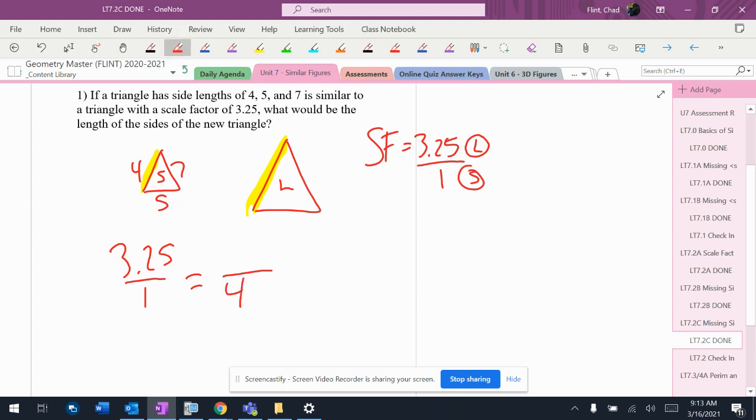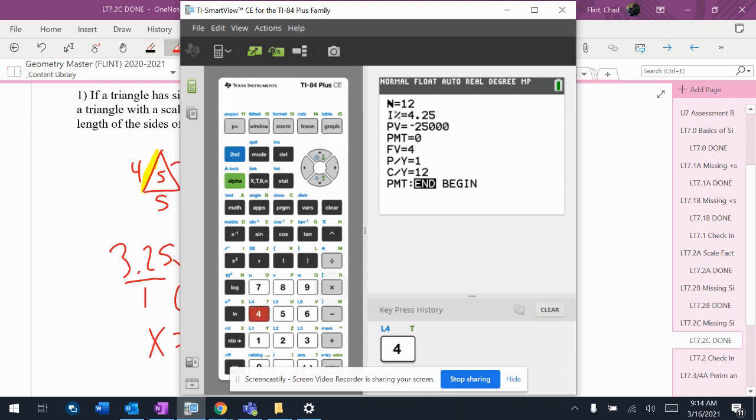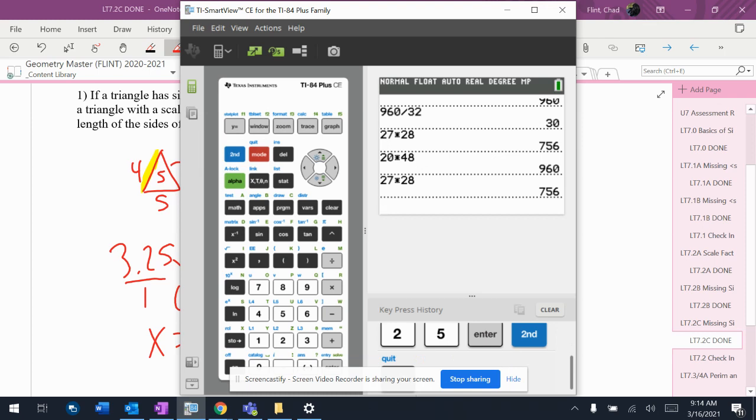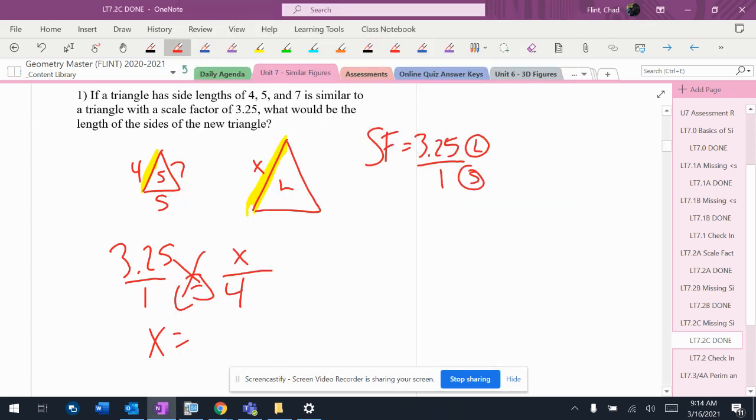So 4 is going to go on the bottom, and then x is going to go on top because x is from the larger triangle. And again, I made that assumption. The Regents exam is not going to have me make that assumption when I'm doing this. So I cross multiply, and I'm going to get x equals 4 times 3.25. 4 times 3.25 is 13. So x is going to be 13. So that side's 13.